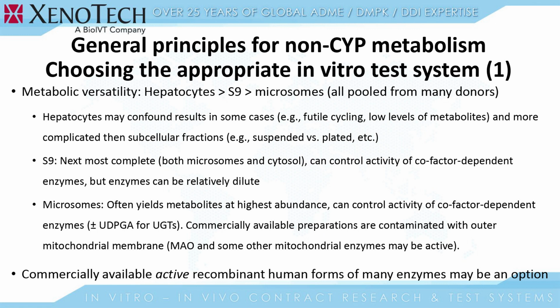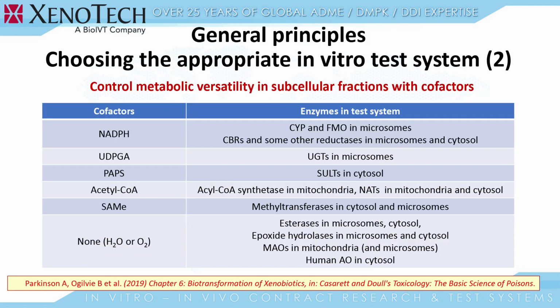Lastly, commercially available recombinant human forms of many non-CYP enzymes may also be an option. Now, I highlight the word active because there are forms of recombinant enzyme available that are not active. So it's just something that needs to be kept in mind when selecting and using recombinant enzymes to examine metabolic pathways. As I've already mentioned several times, with a lot of these enzymes, especially when they're used in subcellular test systems, you can control the activity of cofactor-dependent enzymes by addition or withholding of the appropriate cofactors.